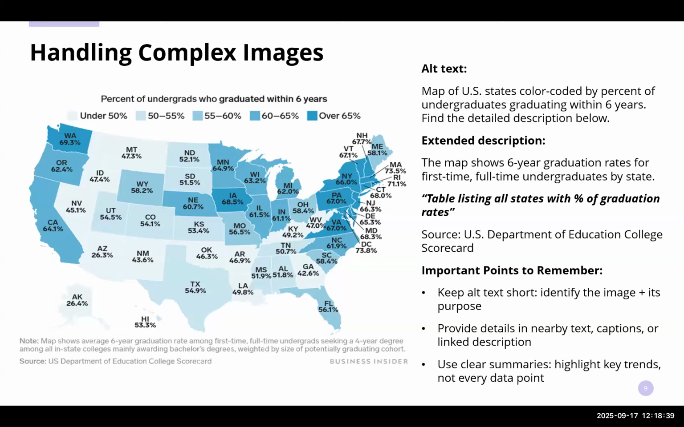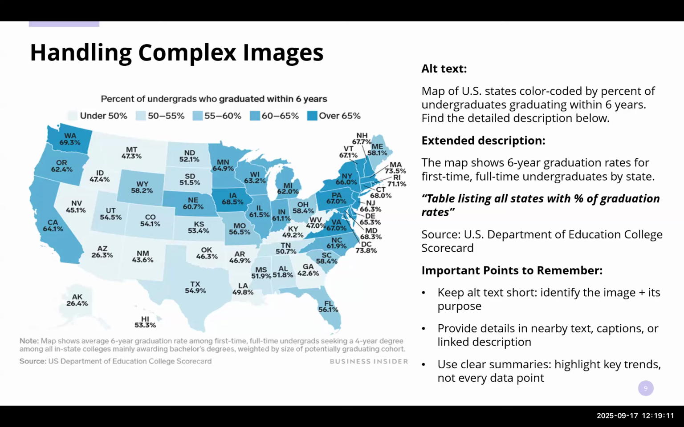Next, make the full details available nearby. Alt text is not the place for every data point, but that information does need to be accessible. This is a very important point. You can include it, as I mentioned earlier, in a caption, text, or table. For example, right below the image, you can write the extended description that you can see on the screen.